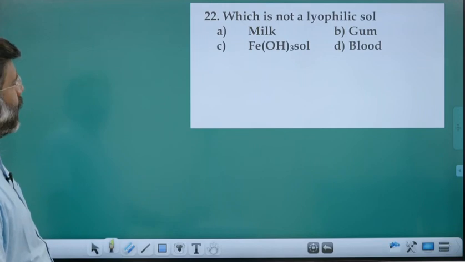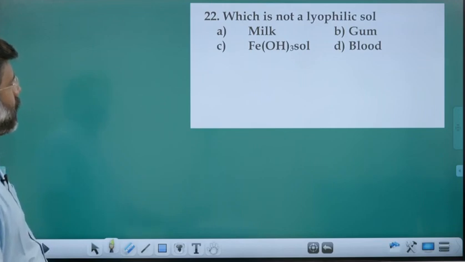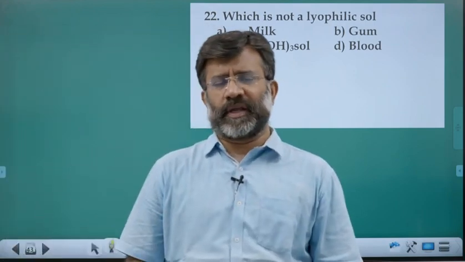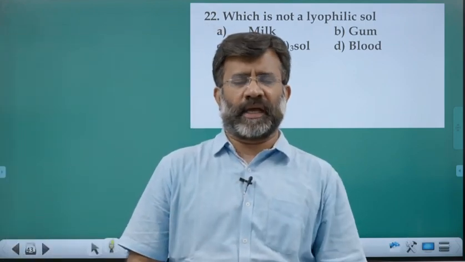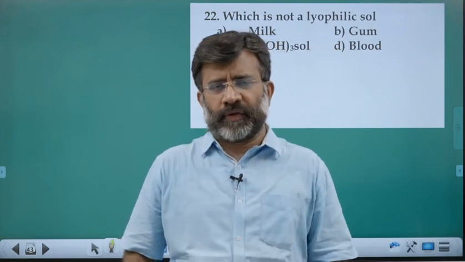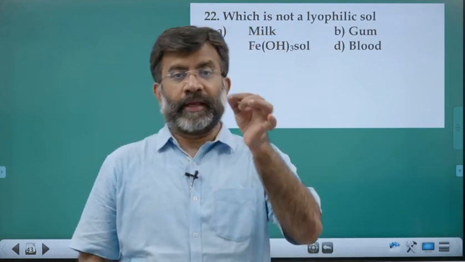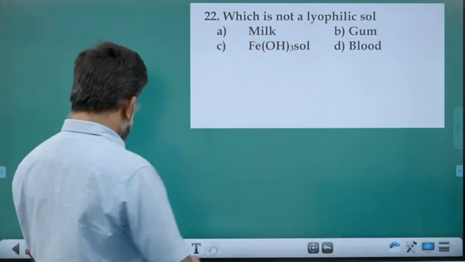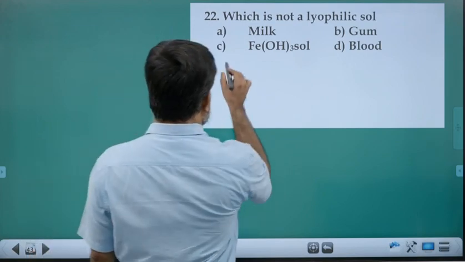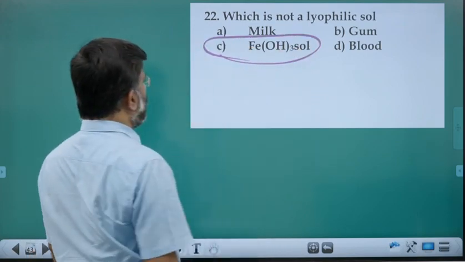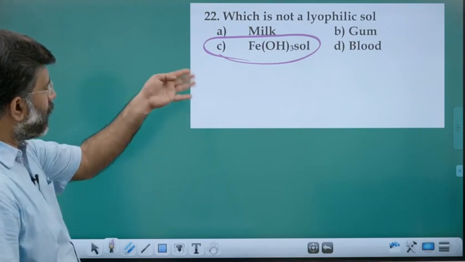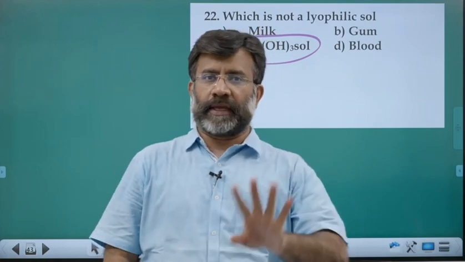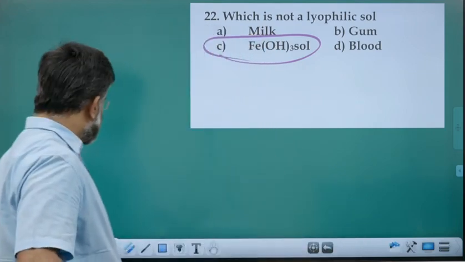Which is not a lyophilic sol? Organic sols, natural sols are lyophilic in nature. Starch is a typical example. So they are all lyophilic sols, while usually inorganic sols are lyophobic sols. Here option C is a typical inorganic sol and that is expected to be lyophobic, while milk, gum, blood are all natural organic sols. They are expected to be lyophilic. Okay. Next.